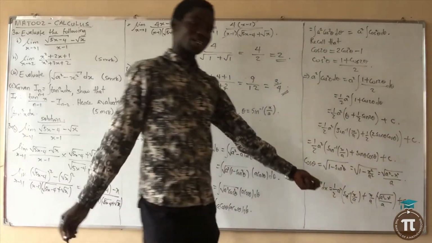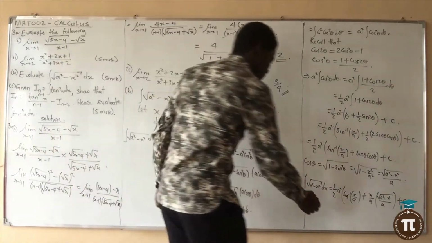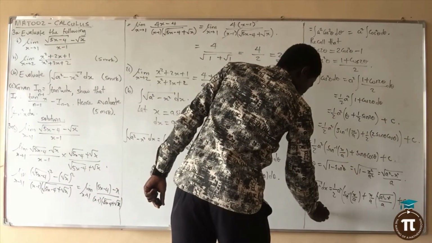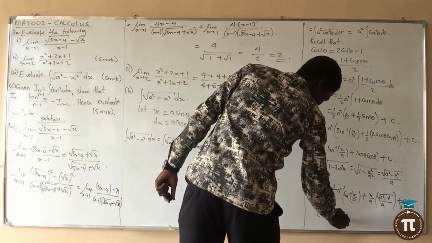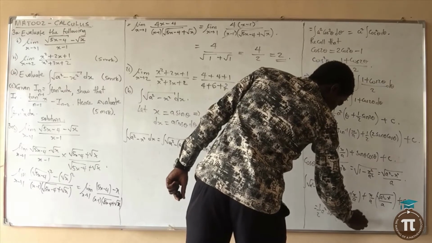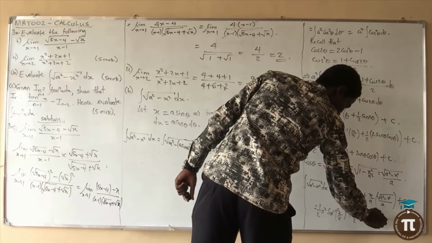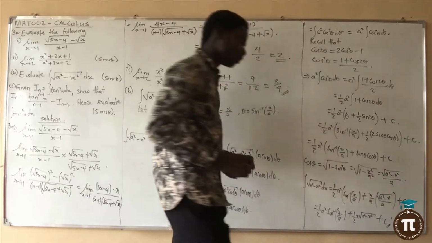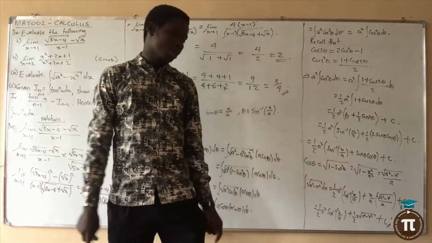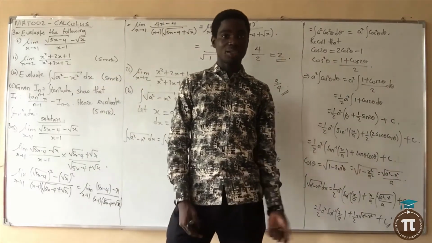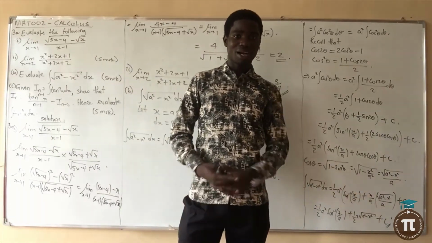You can either answer this way or you can simplify further, whichever one is fine. If you want to simplify this further, this one would have become 1 over 2 a square arc sine of x over a plus 1 over 2s square root of a square minus s square plus c. If you just evaluate this and multiply through by a square, you just open the bracket, basically you will get that answer, and that's the answer to that integral question.